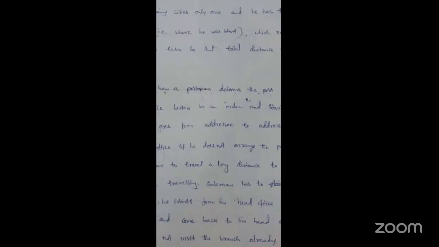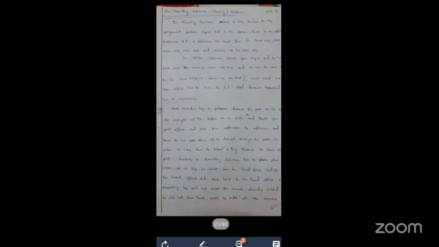The best example for the traveling salesman problem is a postman's duty. Just consider how a person delivers parcels. This is the complete example of that postman duty. I don't want to repeat this once again. Just I will go to the next slide. See here.